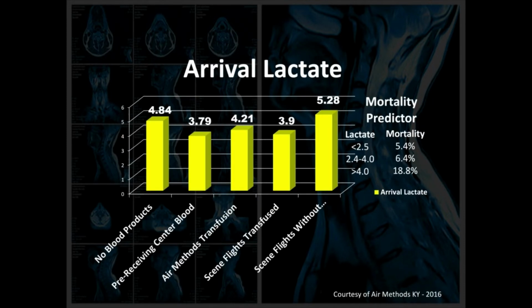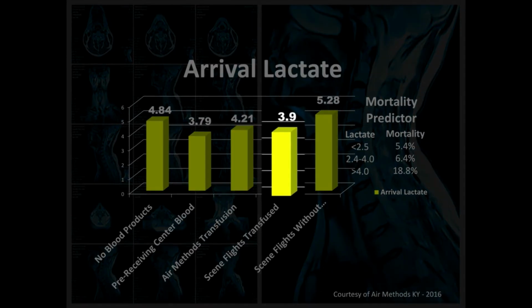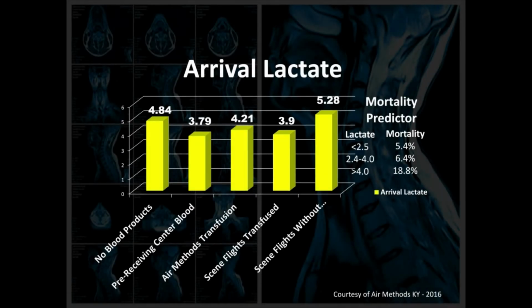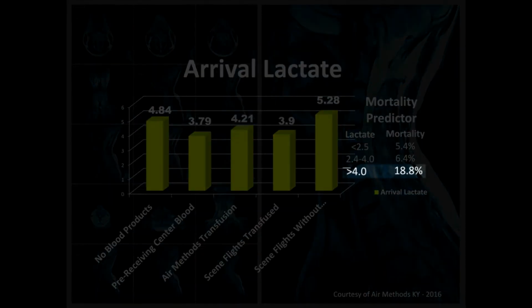What about lactate? As you can see, no blood products, lactate of 4.84. When you go over here to the scene flight transfused, 3.9, and then scene flights without, 5.28. And if we go over to our mortality predictor, anything lactate in the 2.4 to 4 range, you have a mortality of 6.4. But boy, once you get above a 4, mortality goes up significantly.